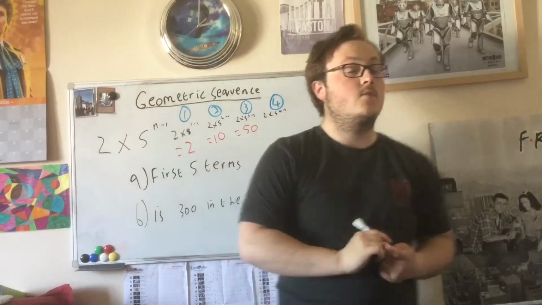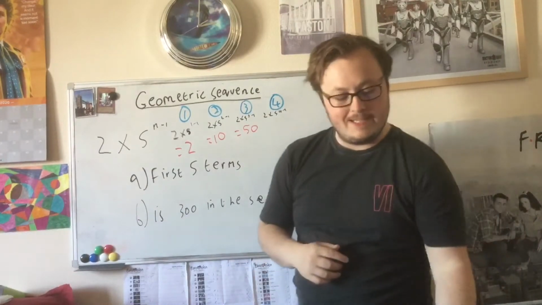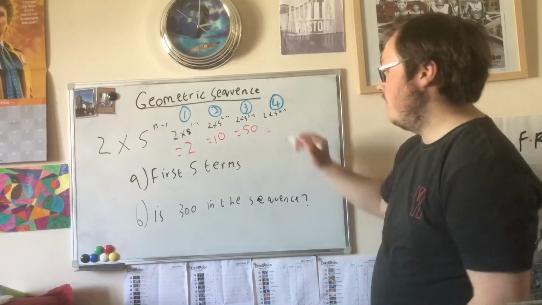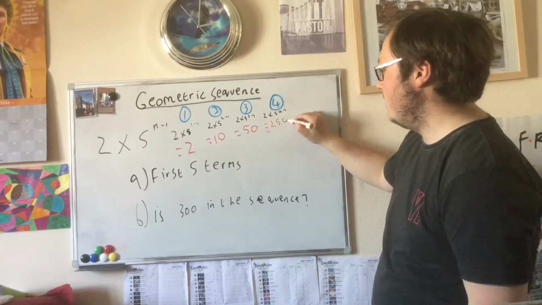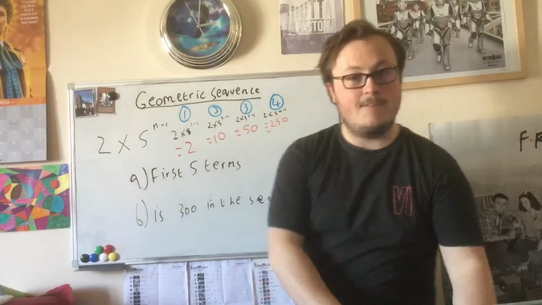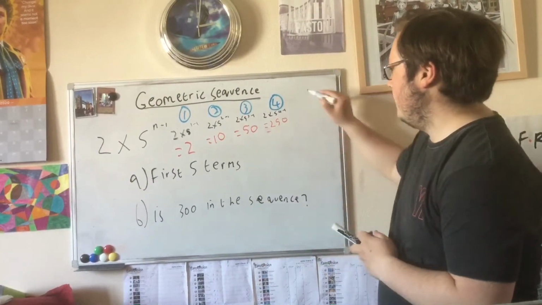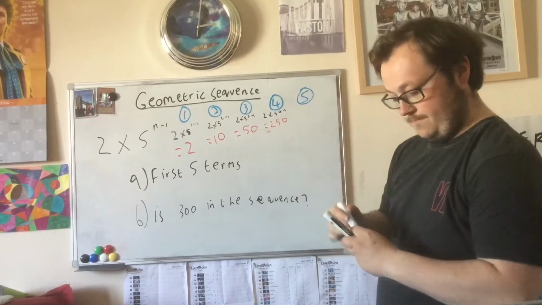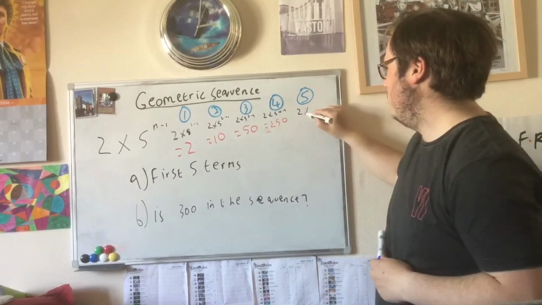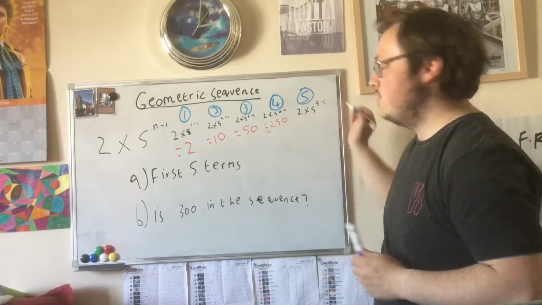4 minus 1 is 3. 5 to the power of 3 is 125. So 2 times 125 will get us 250. And now to get the 5th and final term, so let me just write the 5 up here just so you know. We do 2 times 5 to the power of 5 minus 1.